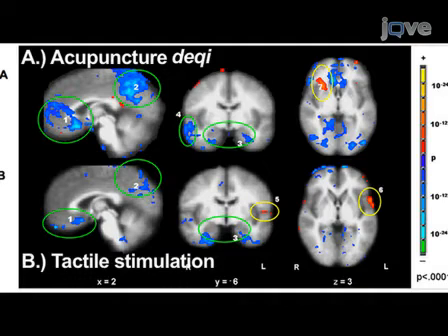First, let's see how acupuncture De Qi differs from tactile stimulation. This is data from a group of 37 subjects. In acupuncture De Qi, clusters of deactivated structures appeared at the medial prefrontal cortex, medial parietal cortex, and medial temporal lobe on both hemispheres. Such changes were sparse in tactile stimulation.